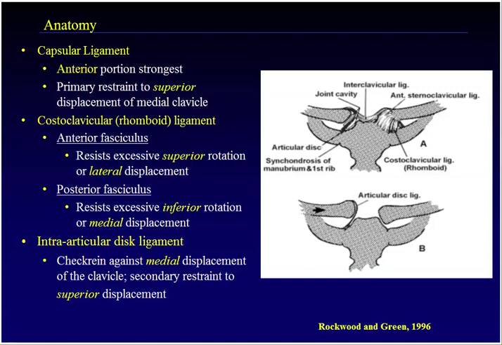the medial clavicle. Then you have the very important costoclavicular ligaments, or the rhomboid ligaments, which are listed here, and these resist superior rotation or lateral displacement, as well as inferior rotation and medial displacement, depending on whether you're talking about the superior or inferior portions of the ligament. Then you have the intra-articular disc ligament, which is the check rein against medial displacement, and also the secondary restraint to superior displacement. So the story here is that there really are multiple ligamentous structures that are responsible for the stability of the sternoclavicular joint and are necessarily disrupted if that joint is dislocated.